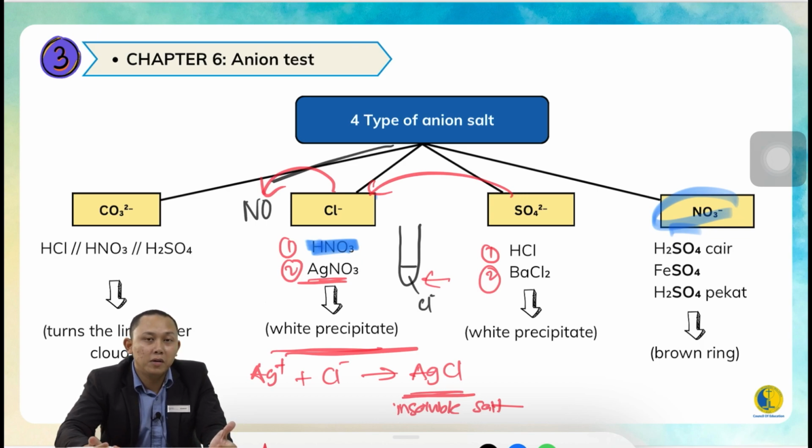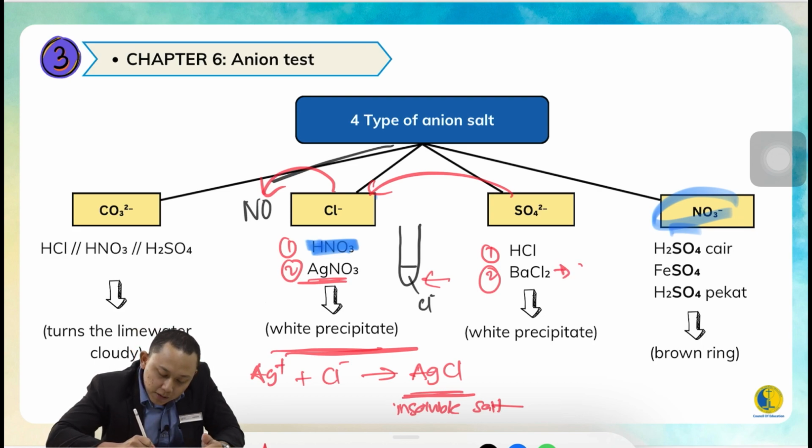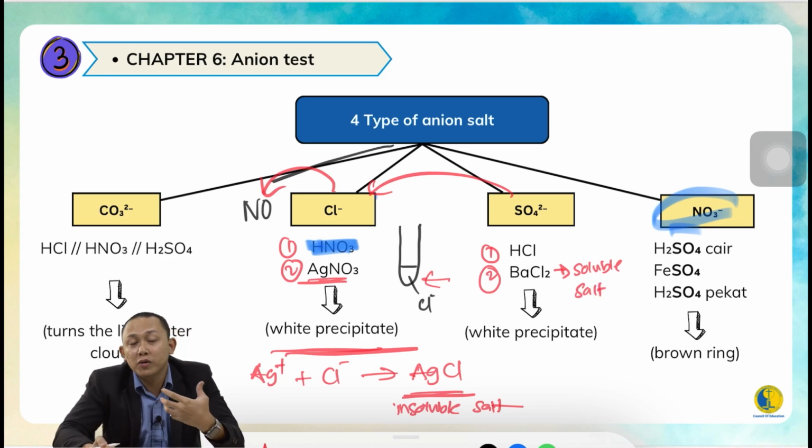Why do I need to add barium chloride? Because I want to see a change. I want to mix the anion, which is the sulfate, with some cation which can produce an insoluble salt. So what kind of cation can you match with the sulfate to produce an insoluble salt? That's why I choose barium chloride. Barium chloride is a soluble salt, because I want to use a solution, and if I want to use a solution, I need to use a soluble salt.